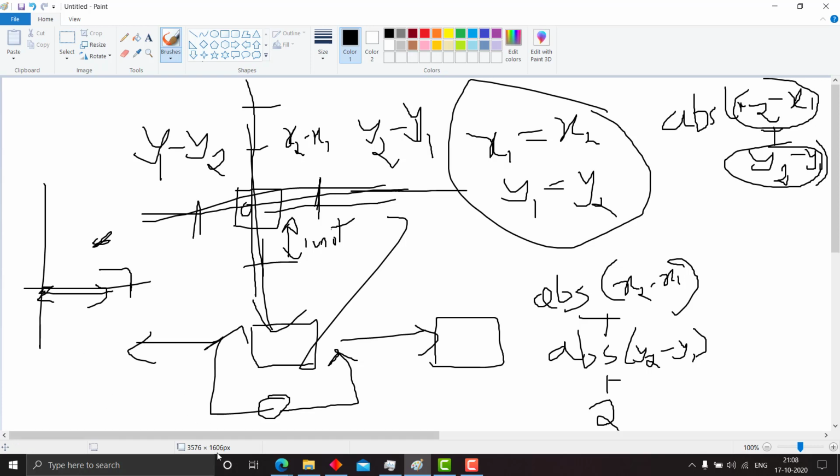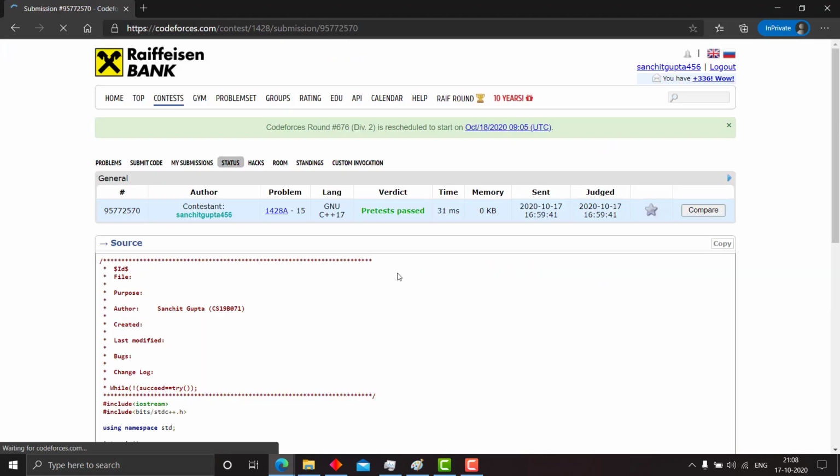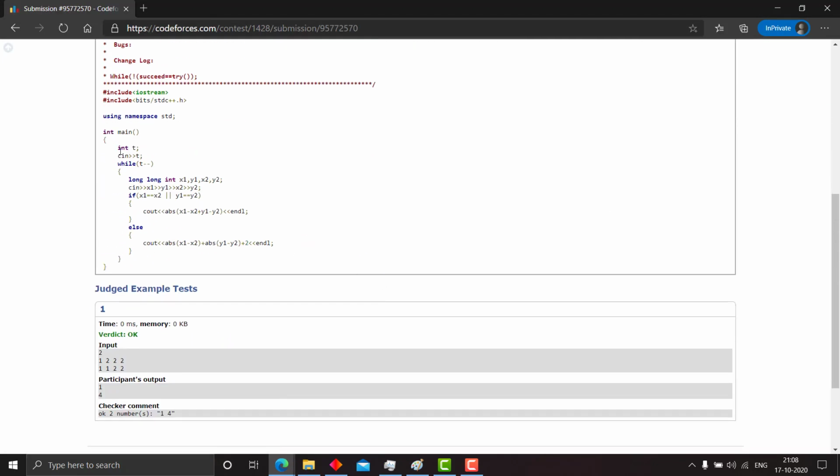Let me walk you through my code. We just take the number of test cases, then we take x1 y1 x2 y2, and if either x1 is equal to x2 or y1 is equal to y2, we just print out the absolute difference of x1 minus x2 plus y1 minus y2. Either this is 0 or this is 0, so our answer is correct. Otherwise we just print out absolute of x1 minus x2 plus absolute of y1 minus y2 plus 2 seconds for the rabbit to move.